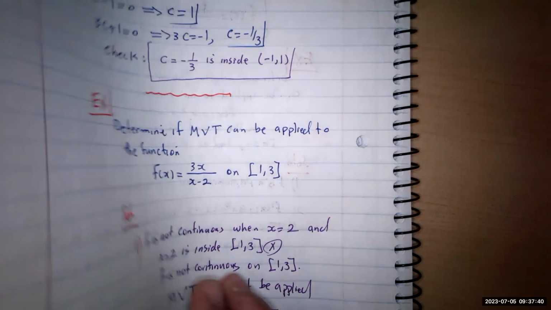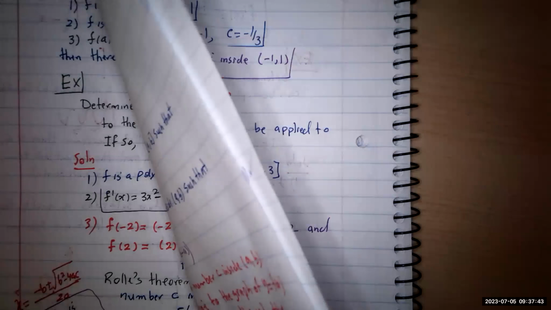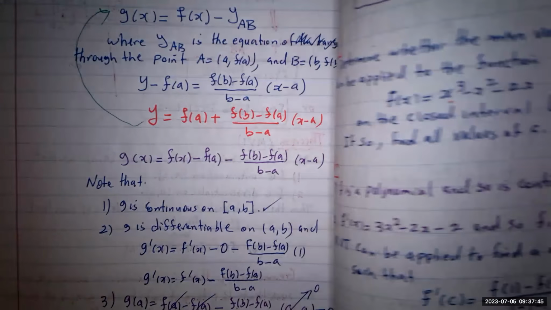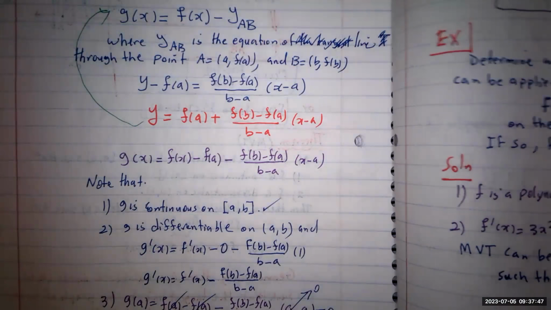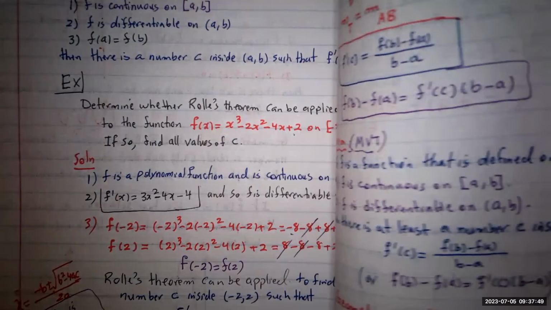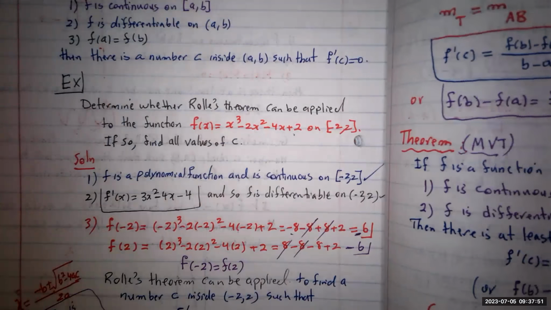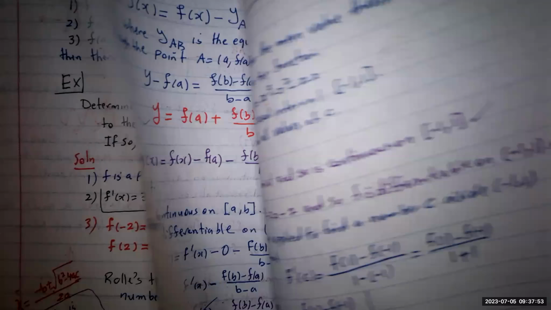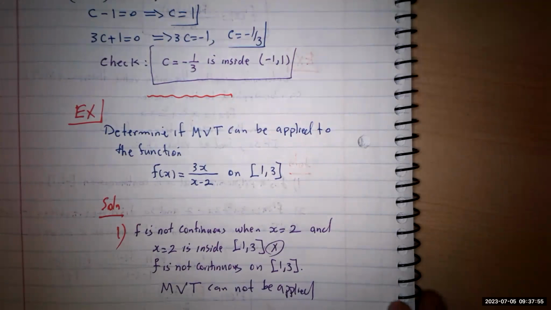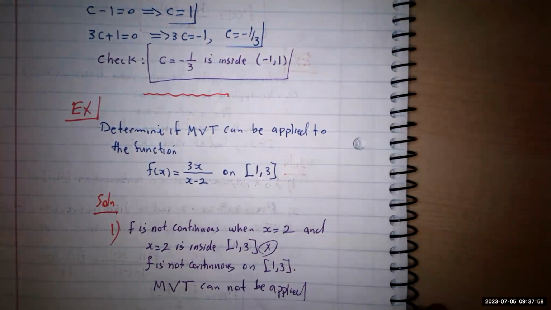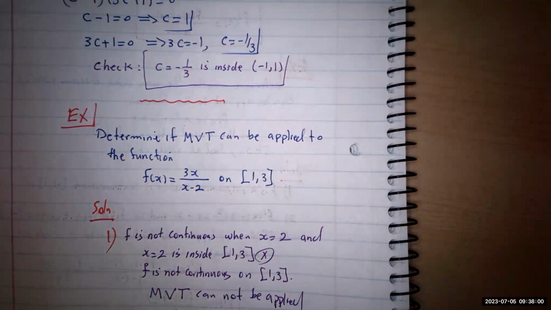Just read through it and make sure you are able to do it. The proof is just for your information. The idea is the same as Rolle's theorem, and it's nice to understand the concept, but make sure you know the mean value theorem. You will see in a minute that I'm going to apply it. So we are done with 3.2.